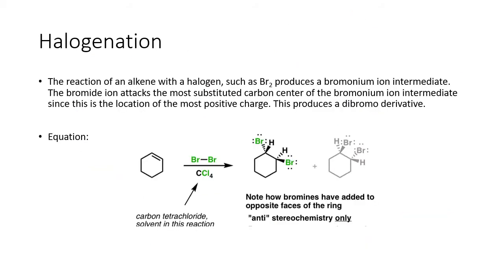Next, we're going to look at a reaction called the halogenation reaction. And a halogenation reaction starts with an alkene and reacts it with a halogen. In this example, we're going to look at using bromine, which is Br2, but you could modify this mechanism and turn it into a chlorination using Cl2.